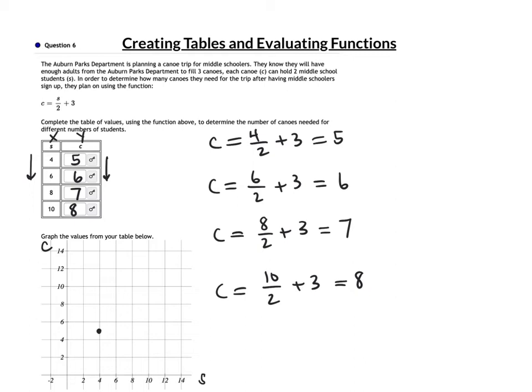6, 6 would be X is 6 and Y is 6. 8, 7, over 8, up 7. And 10, 8 would be X is 10 and Y is 8. In this problem, you're just graphing points, plot your points, and you're done.